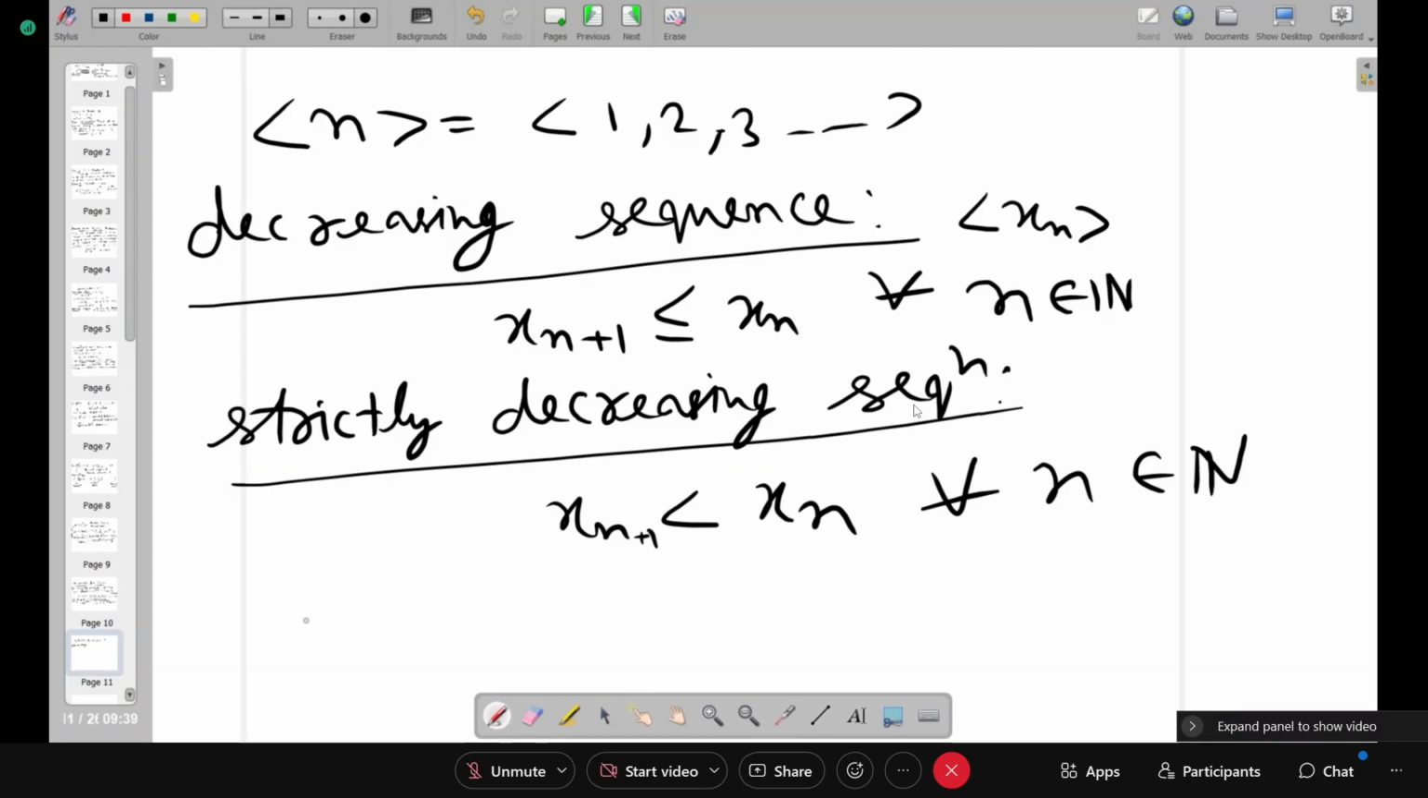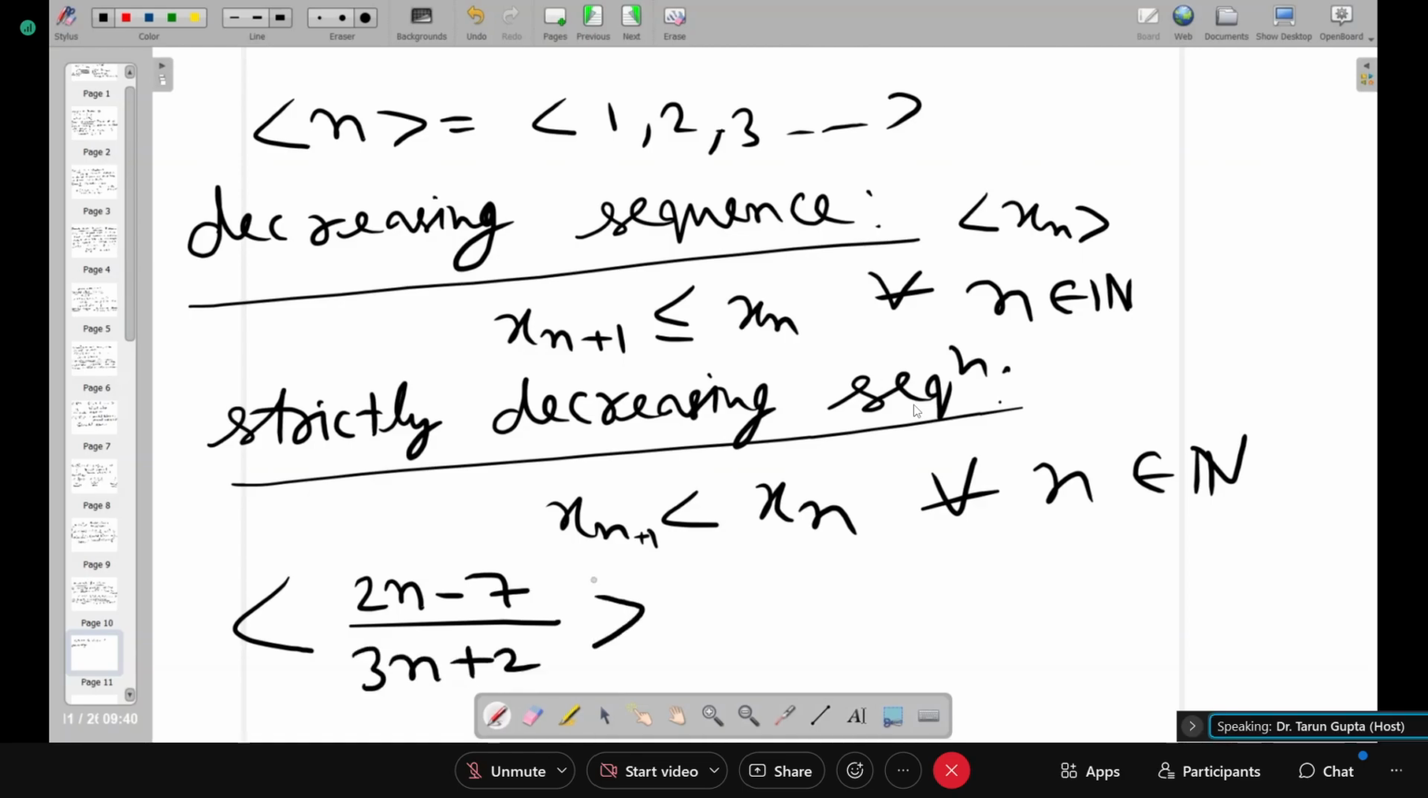Yes. Now you have to check. This is the sequence I am giving: 2n minus 7 upon 3n plus 2. This is a sequence.